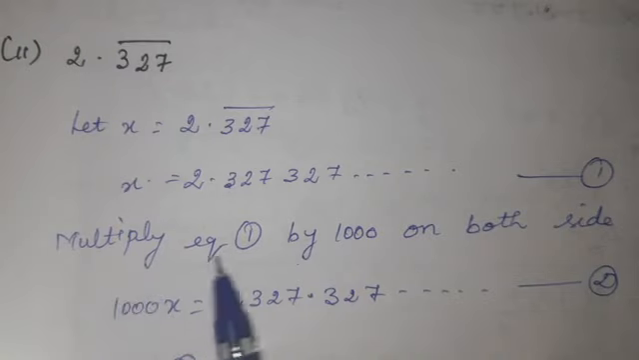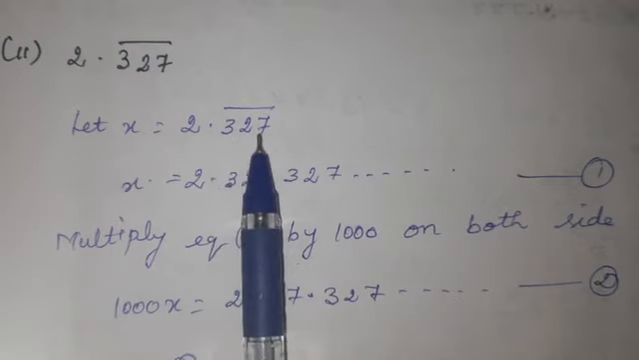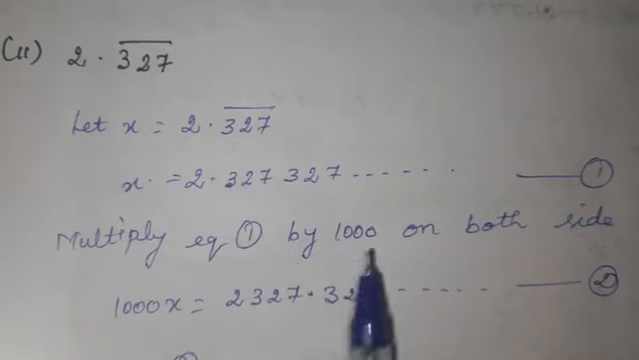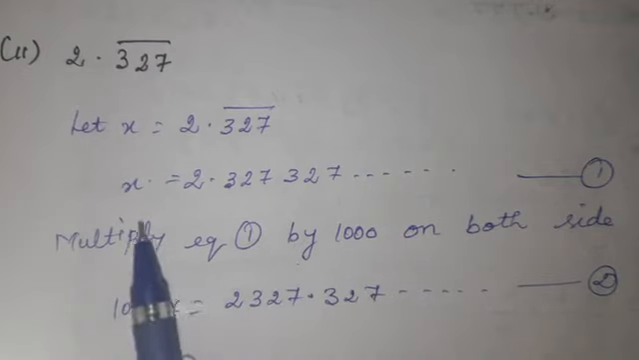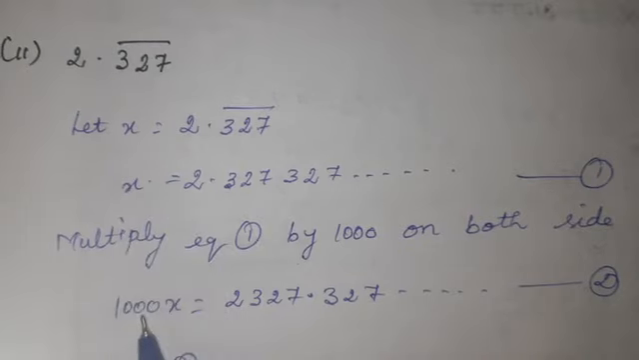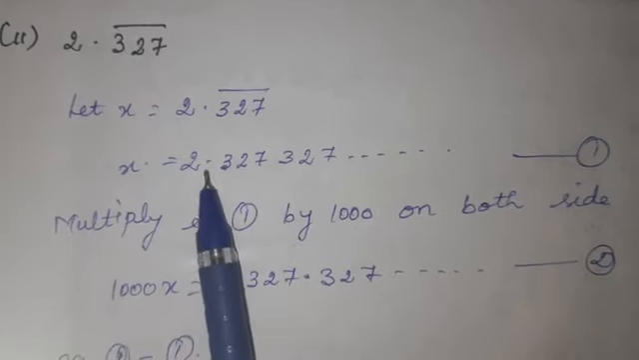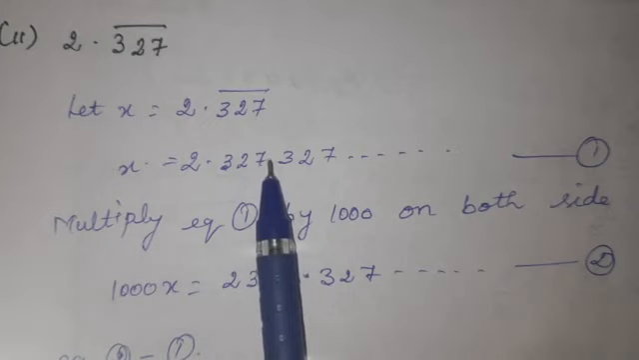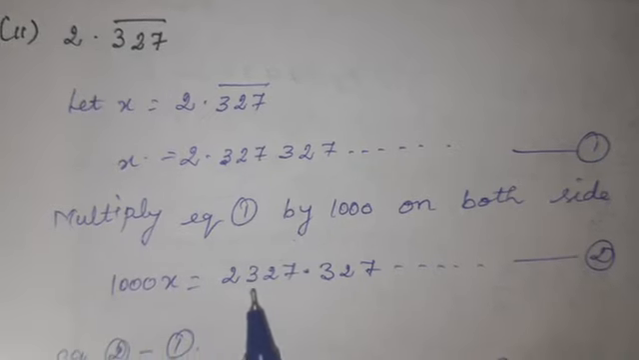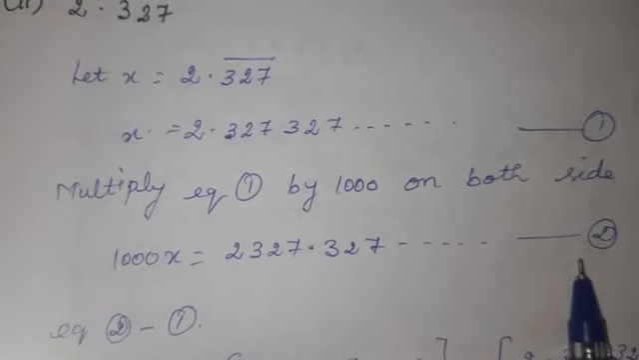Here multiply equation 1 by 1000 on both sides. Here the bar covers 3 numbers, so I am multiplying with 1000. In the previous question the bar covered 2 numbers, so I multiplied with 100. If I multiply with 1000 on both sides, 1000 into x is 1000x is equal to, and when you multiply with 1000, the decimal moves 3 digits. Here you already have 2 after the decimal point, so this point will move to 7 after. So you will get 2327.327 etc. You should mark it as equation 2.